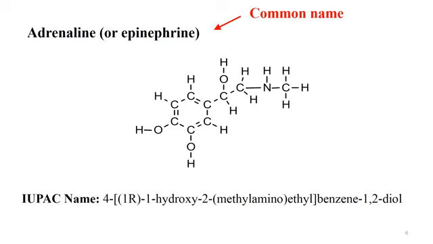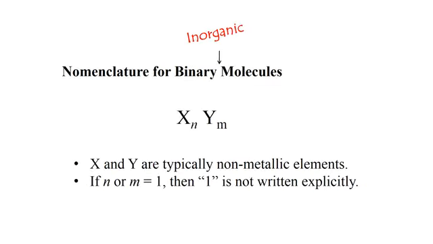IUPAC stands for the International Union of Pure and Applied Chemistry, and IUPAC name means the systematic name. Don't worry, you will not be responsible to know this particular IUPAC name. What you should be able to do is to name binary inorganic molecules, a molecule made of just two different non-metal elements.